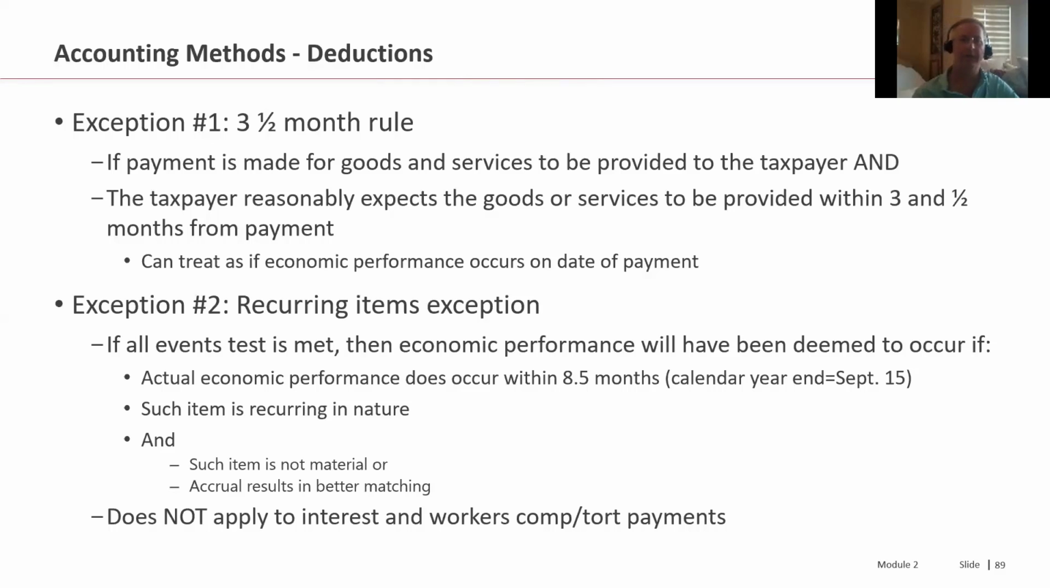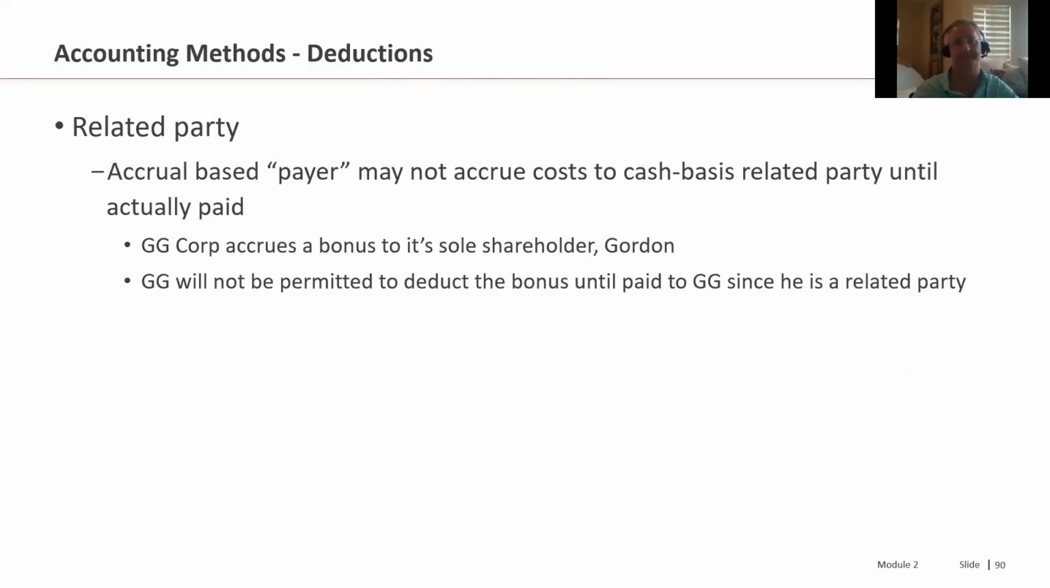Okay, so the recurring item exception allows you to use your year-end accruals that you accrue over and over and over again. Typically, the one I think of is the utility bill. Like I accrue my utility bill at year-end and then I pay it after year-end. Well, that's a recurring exception. I'm going to do it every year. I certainly am going to use the electricity next month. It's probably not material to my business, and as a result, I can go ahead and deduct that cost.